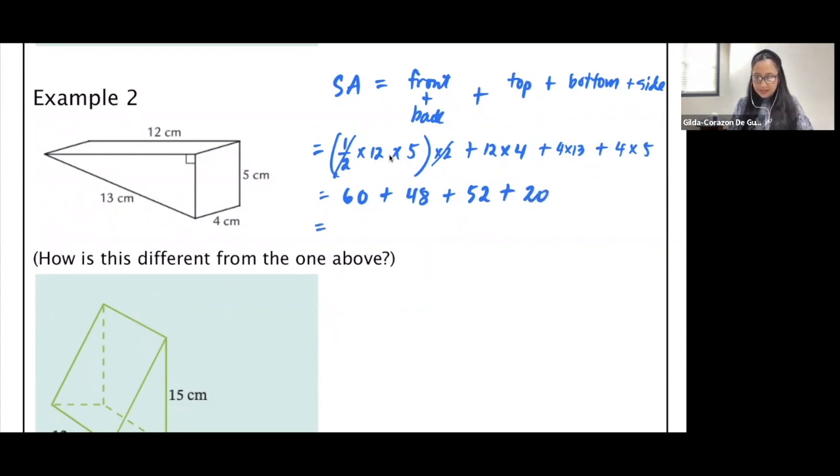Now, which ones can we add? Well, this looks like it's what? 48 and 52 would give you 100, and 100 plus 60 plus 20 would be 180.